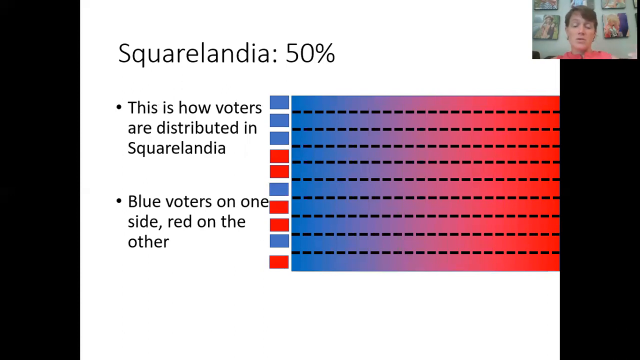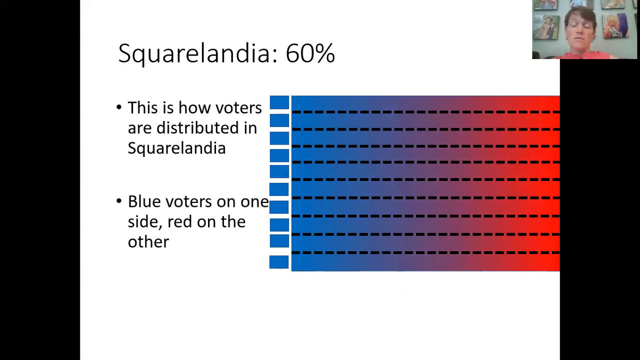But what happens to Squarelandia in this situation if instead of having 50% blue voters and 50% red voters, they actually had 60% blue voters and 40% red voters? Then every single representative from every district is going to be blue. And it's actually going to be very hard to elect a red representative.